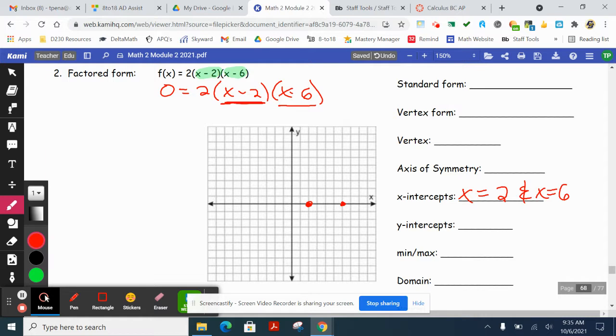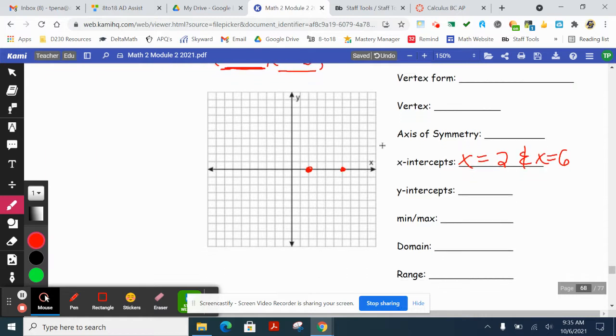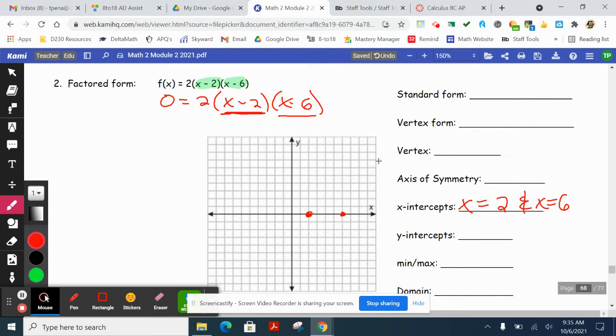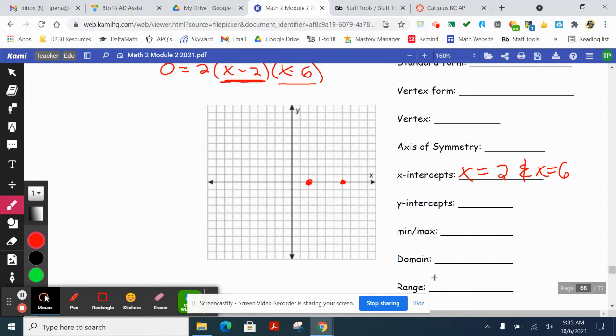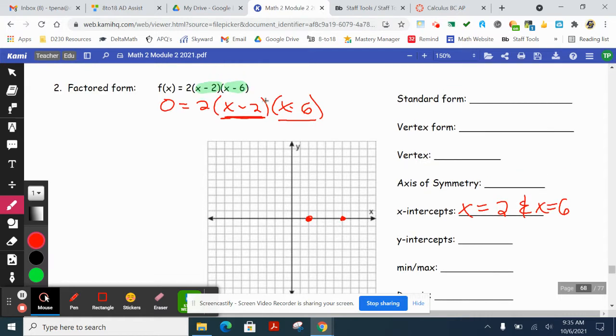Okay. All right. Then from there, it's hard to get the rest of this stuff from factored form. What factored form really gives us is our solutions and our x-intercepts. But in terms of our vertex, axis of symmetry, y-intercept, max, min, domain, and range, there are not a lot of easy ways to decipher that from this form.